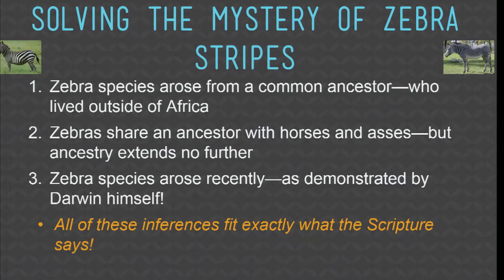So everything we've just inferred about the origin of zebra stripes fits exactly what the scripture says, and what's amazing is when you apply Darwin and take him to his logical conclusion, it fits. The evolutionists would vigorously disagree with what I said, but they're not walking through his arguments carefully. They're making the wrong assumptions. They're not taking it to its full conclusion.